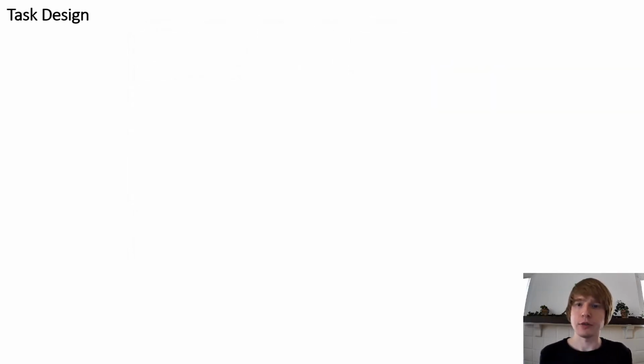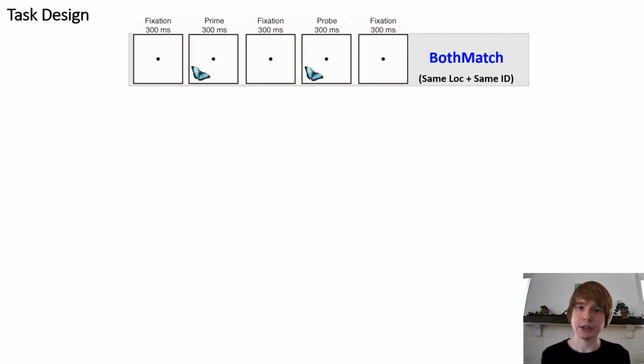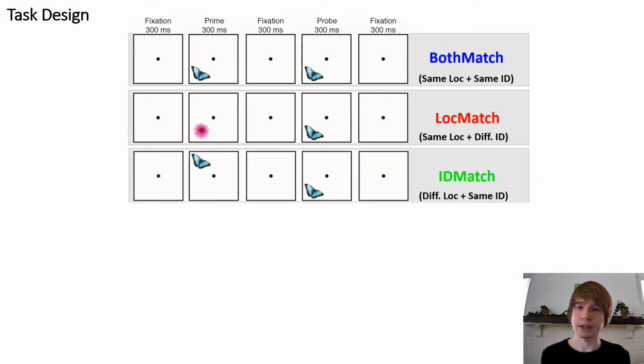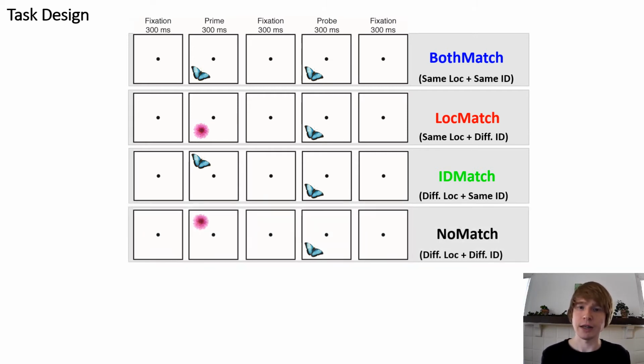In this experiment, there are 4 different conditions of interest which will be used as the basis of comparison to determine how repetition suppression is generated in high and low order regions of visual cortex. There is a both match condition, where the probe matches the prime both in location and identity, a loc match condition, where the location matches the prime but identity does not, an ID match condition, where identity matches the prime but location does not, and a no match condition, where neither identity nor location matches the prime.